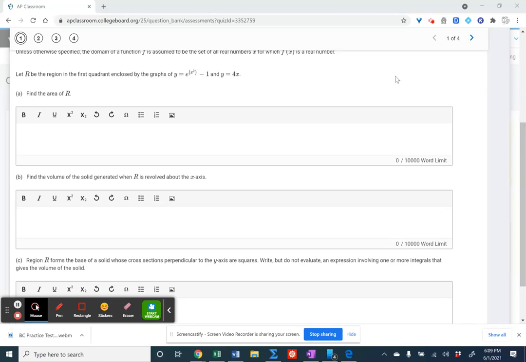Let's go over the solutions to practice exam number 3. Let R be the region in the first quadrant enclosed by the graphs of y equals e to the power of x squared, that quantity minus 1, and y equals 4x. We also want to find the area.